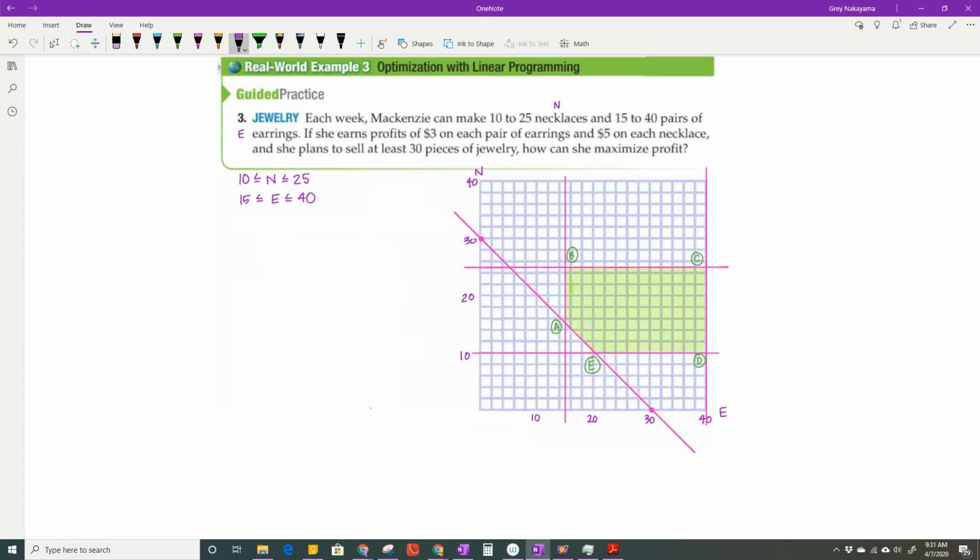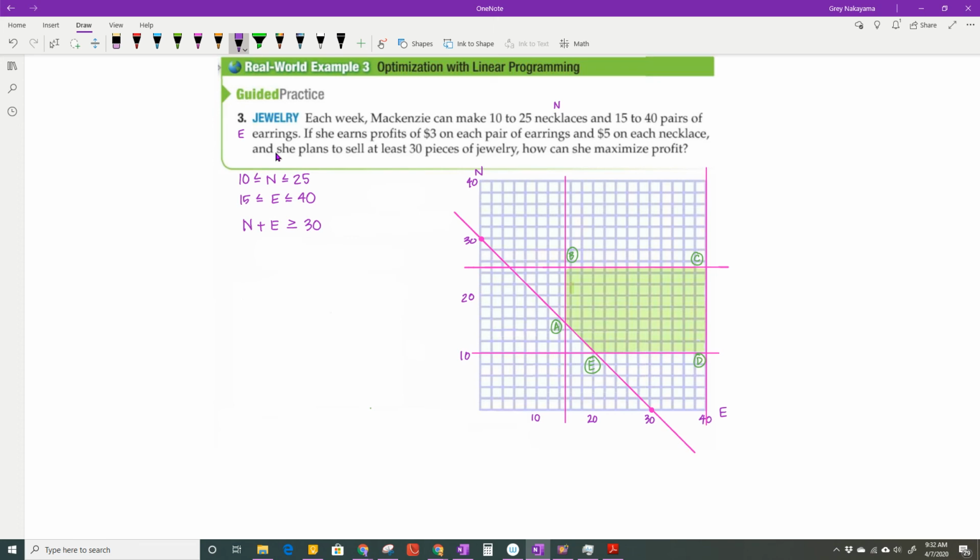The next one, if she earns profit, so this is my objective function here. If she earns profit and I'm trying to maximize the profit, this is the one that's going to be my objective function. So I'm going to go to this last piece of information. She plans to sell at least 30 pieces of jewelry. So I have N plus E has to be greater than or equal to 30.